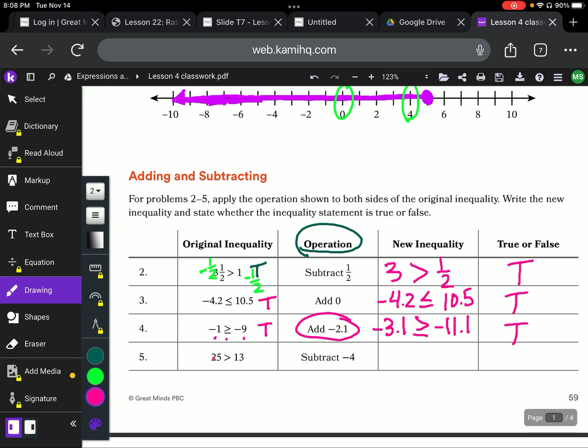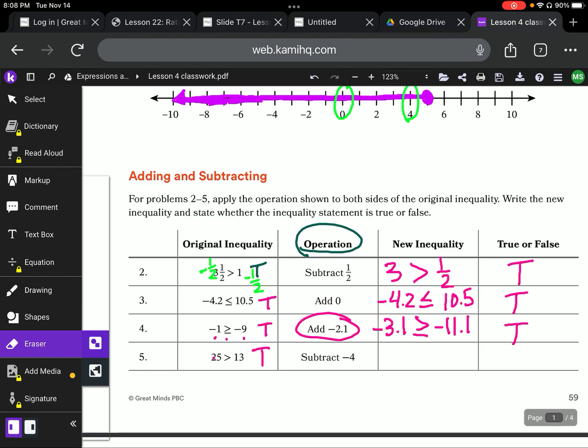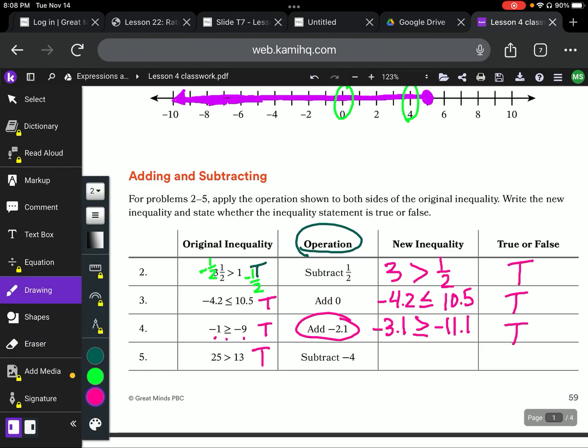And our last one, 25 is greater than 13. That is correct. Let me just erase this little dot. And when I subtract 4, 25 minus 4 is 21. Is that greater than subtracting 4 from 13? 13 minus 4 is 9, and yes, 21 is greater than 9.